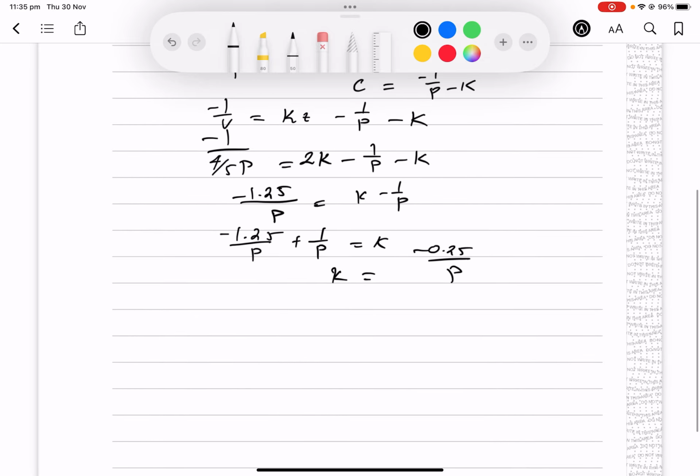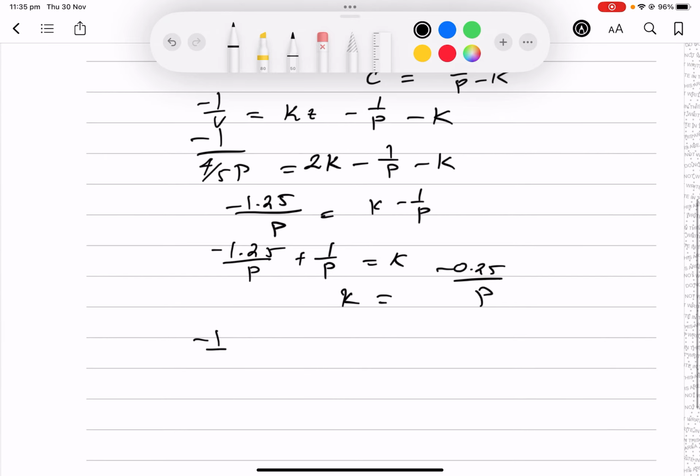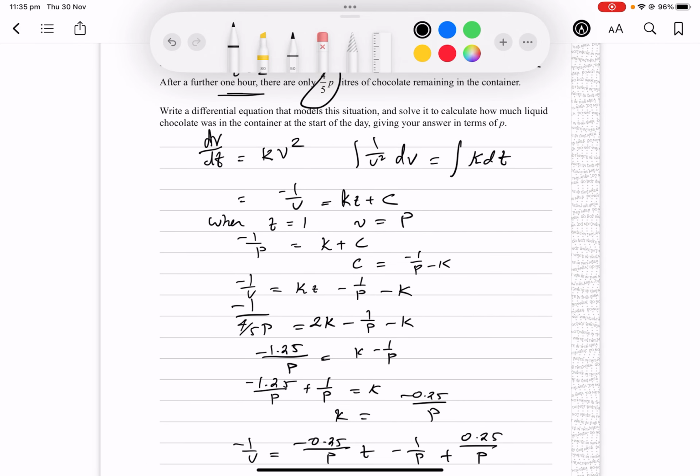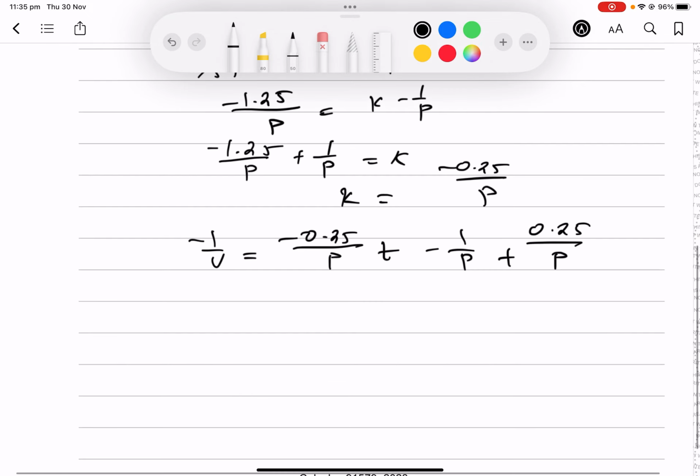Brilliant, so now we have a lot of information. So now we have negative 1 on v equals negative 0.25 on p, that's going to be the k, times t minus 1 on p, and minus, remember, k is this value here, so that's plus 0.25 on p. Brilliant. So now we just want to find how much liquid was in the container at the start of the day, so that's when t equals 0.